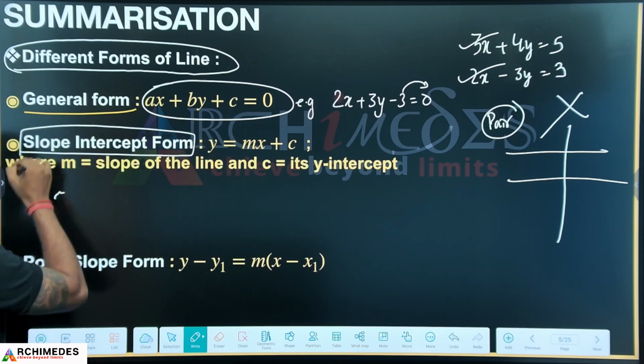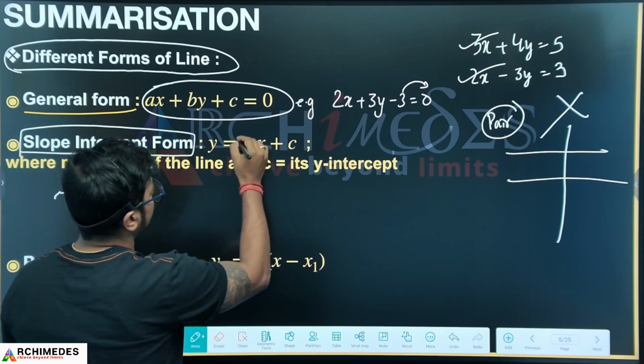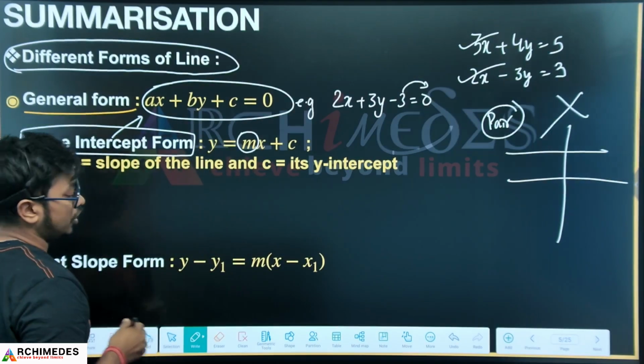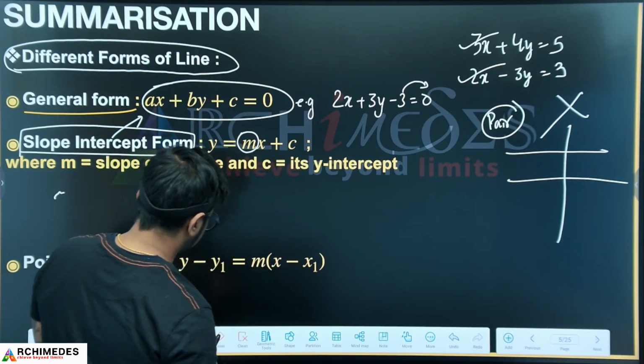So next is your slope intercept form. Now the slope is denoted by the letter m. So y is equal to mx plus c. Now here comes a new word, that is intercepts. So now I will explain what the intercept is.